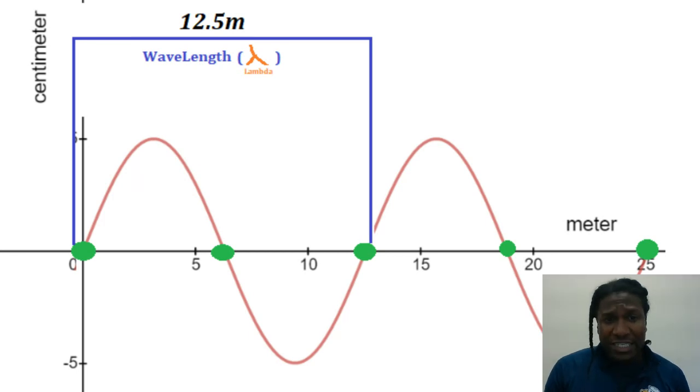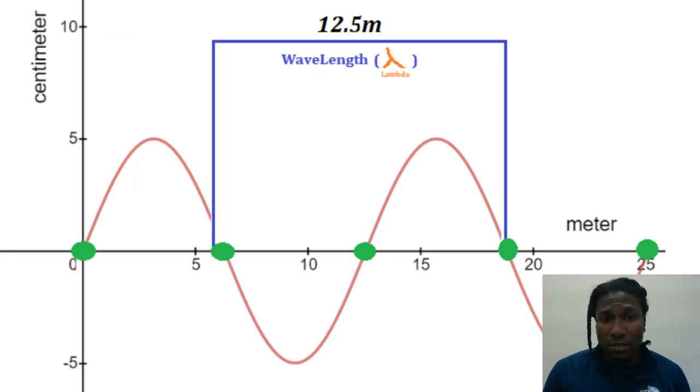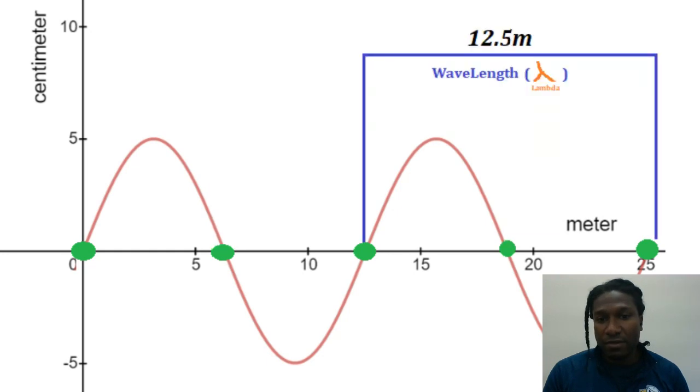It doesn't even matter which equilibriums you use. If we go from this equilibrium, skip one, to the next equilibrium, still 12.5. Same thing here. It doesn't matter as long as it's every other equilibrium.